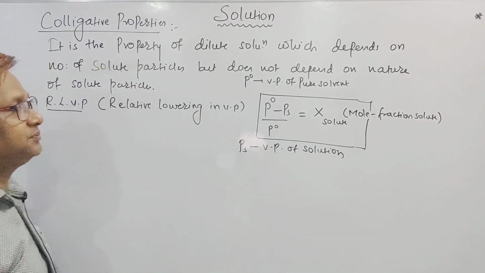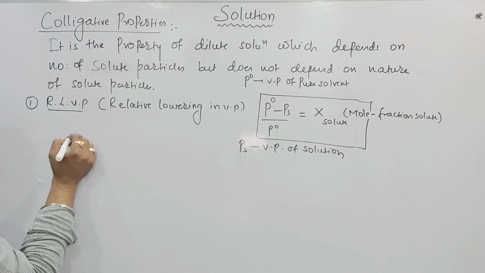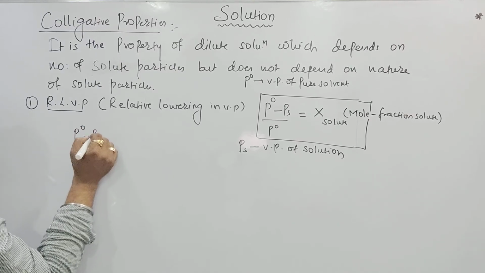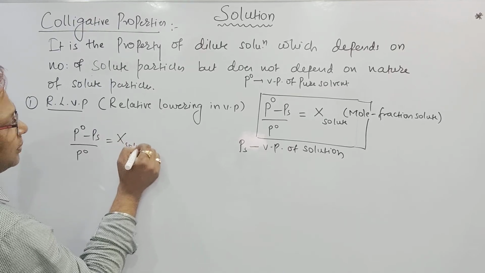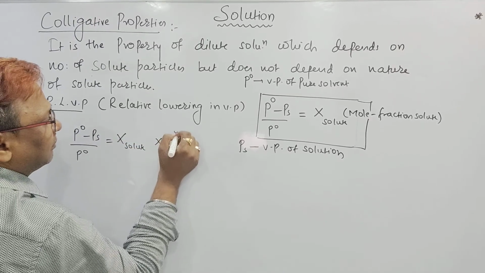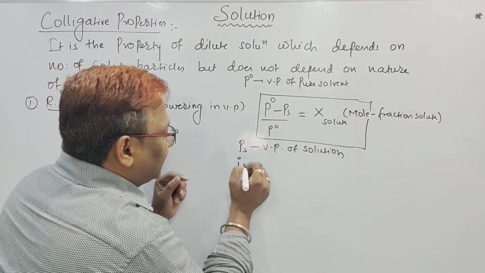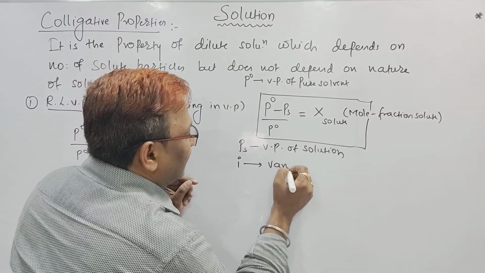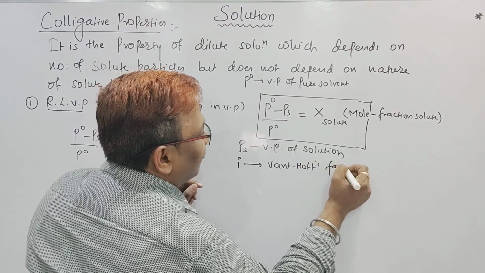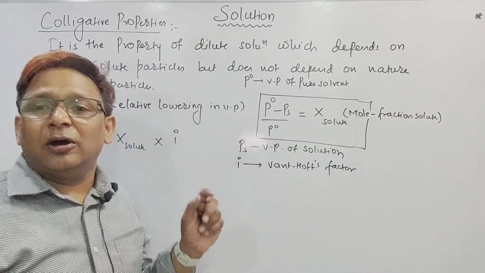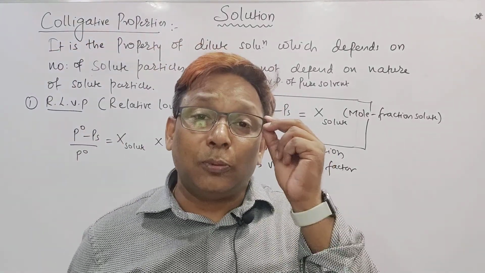It is a formula, but we are able to find RLVP. How? This P0 minus PS by P0 is RLVP. It is the mole fraction of solute, beta. It should be multiplied with i. What is i here? Sir, everybody should know about that. i is the Van 't Hoff factor. What is i, beta? Van 't Hoff factor. As the value of i increases, colligative property changes.